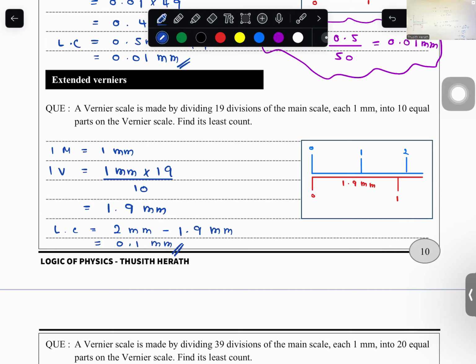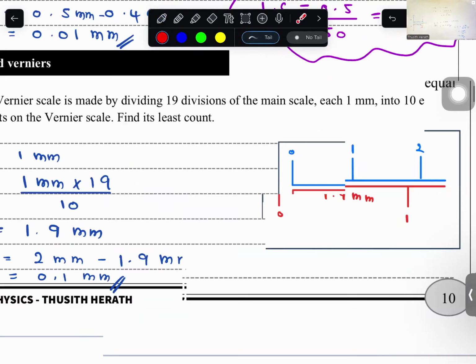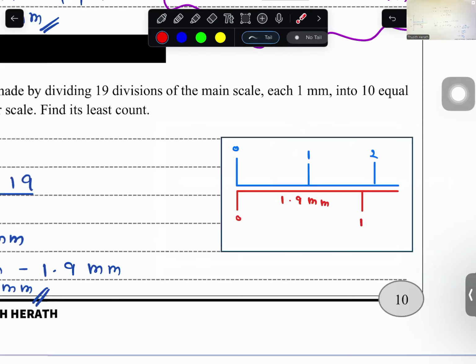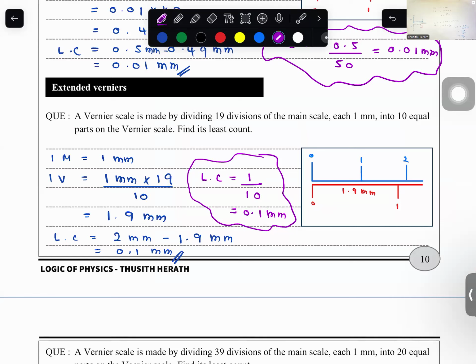Always, if you want to understand this clearly, you have to draw the diagram, right? Then only you will get a better understanding. Let's work out the short method. Least count equals the length of a main scale division, 1, divided by the number of vernier divisions, 10. Again, it gives the correct answer, 0.1 millimeter. Complete it. Here you can see a difference between the above examples and this one. That's why these are called extended verniers. Here the vernier scale is extended, and that's why the name is given. Complete it.